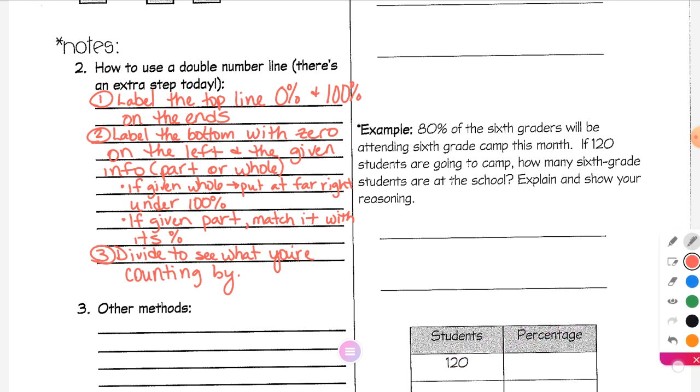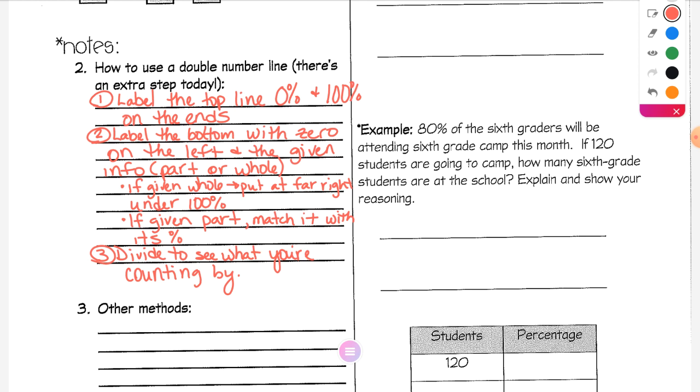Since this is right here next to us, I can leave my rules up. We're going to apply that to this one first. The example over on the right says 80% of the 6th graders will be attending 6th grade camp this month. So 80% of all of the 6th graders will be attending the 6th grade camp this month. If 120 students are going to camp, how many 6th grade students are at the school?